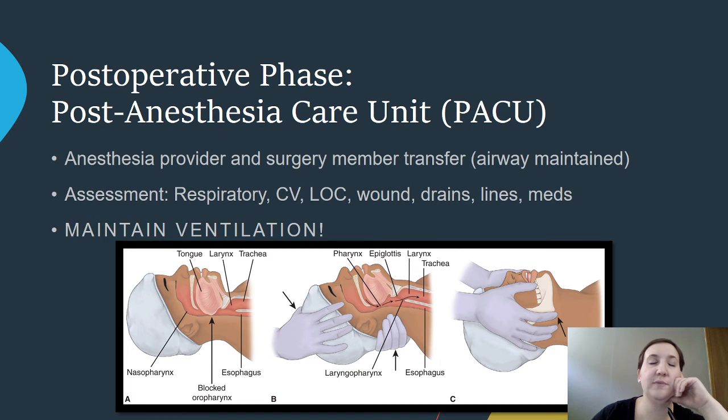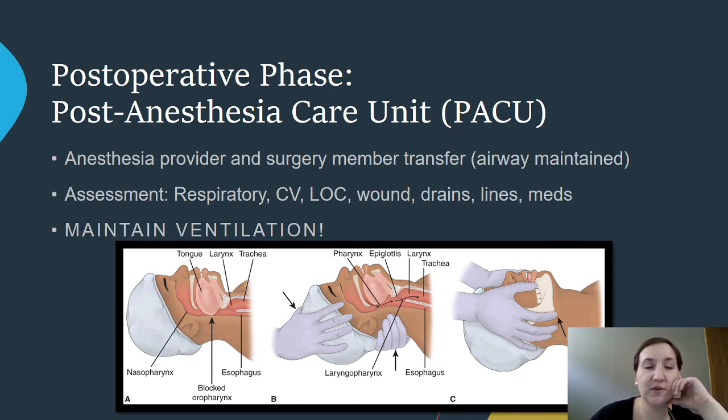They had beautiful sedation, they had their procedure completed, all looks good, life is wonderful. Now they've been transferred over to your PACU. So anesthesia and a surgical member is going to transfer the patient to the PACU, and during this time they're going to maintain the airway. And then the PACU nurse is going to do, once again, another head-to-toe assessment.